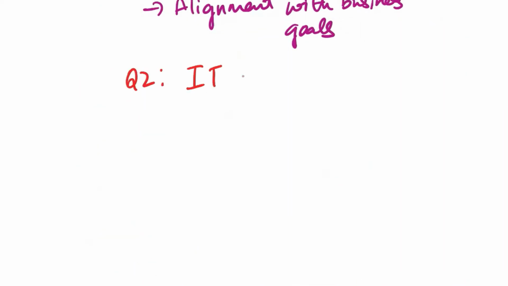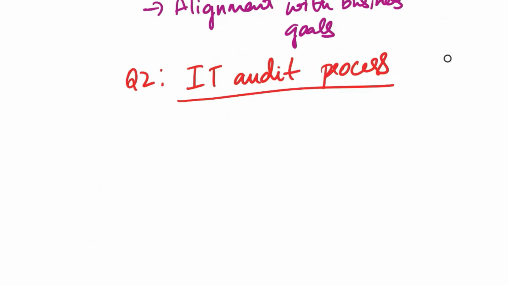Explain the IT audit process. So, conducting an IT audit involves a systematic step by step process to evaluate an organization's information technology systems, infrastructure, and controls. Now, let's see that process step by step.